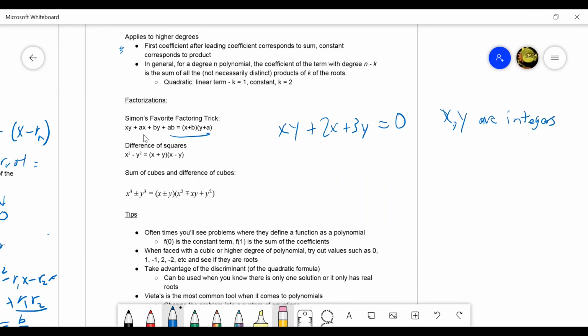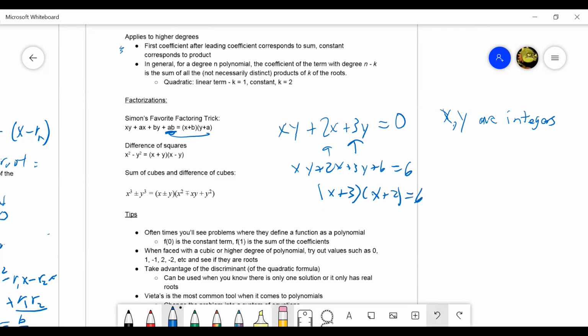So if you have this, then the main way you could use Simon's favorite factoring trick here is by adding 6 to both sides. The reason you do that is because the coefficient 2 and coefficient 3, their product is equal to 6. And if you add that, then you're just adding this ab term here. So when you add 6 to both sides, you get this. And now this just factors into (x plus 3) times (y plus 2) equals 6.